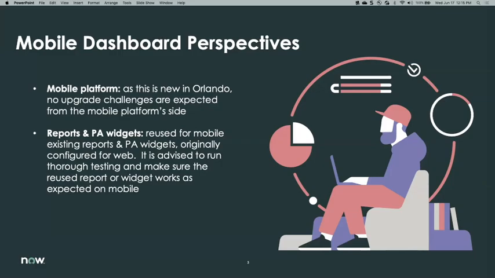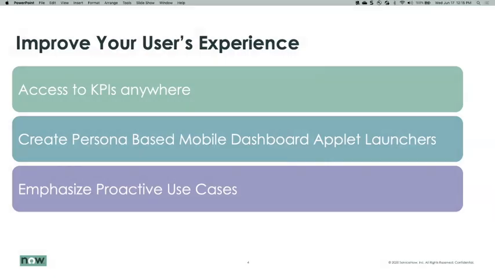So why would you do this? All the time you should be thinking about improving your user's experience. Some of the ways that you can do it with mobile is direct access to KPIs anywhere. It doesn't require you to have a laptop. If you have a mobile device and you can connect to your instance via a mobile app, then you definitely can see these things right on the fly. And then you can create some persona-based mobile dashboards, ones that are specific to the different personas that are out there.